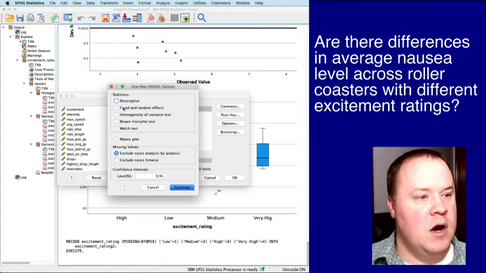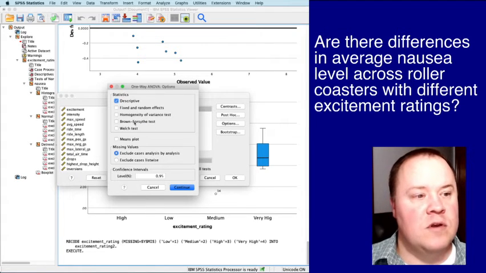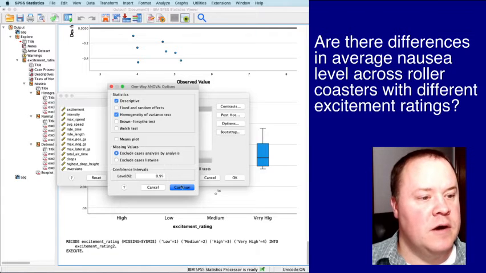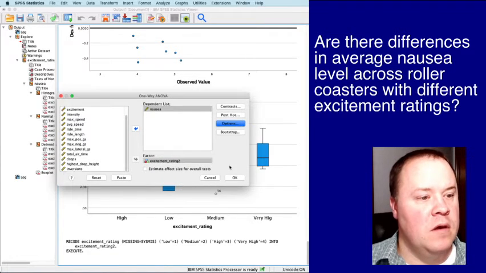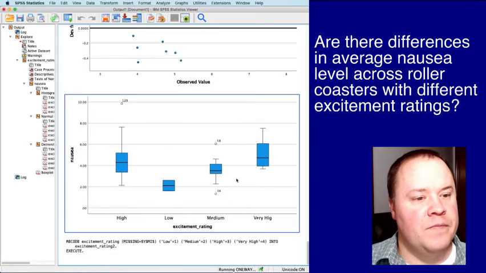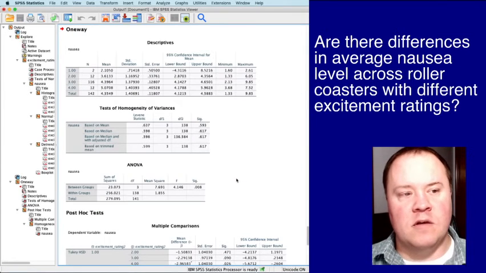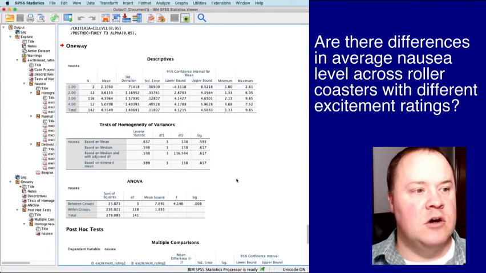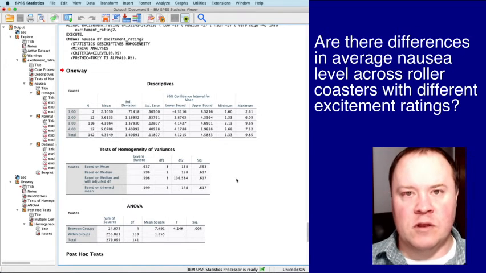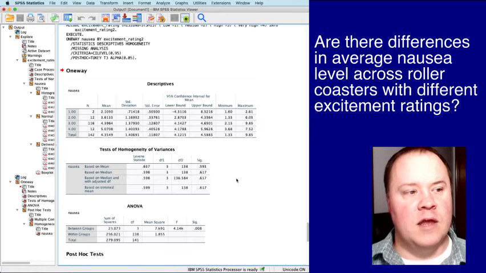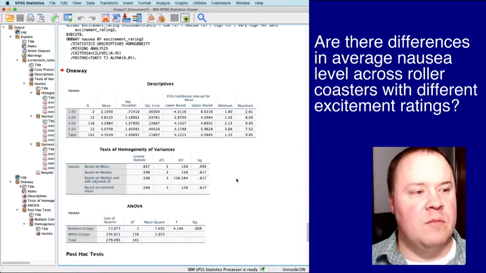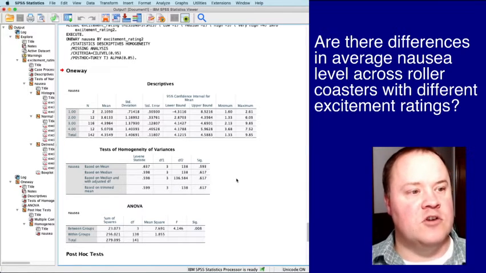We can look under options. We could go ahead and grab descriptives. We want the homogeneity of variance test. Click continue. And let's click OK. And what that's going to do is a pairwise comparison across all the different groups. And remember, we have some issues with the groups anyway because that low group is so small. So if we were doing this in reality, we'd probably want to pool some of these together to make larger group sizes.